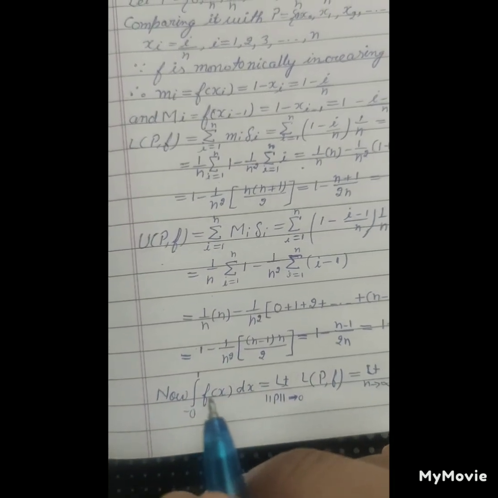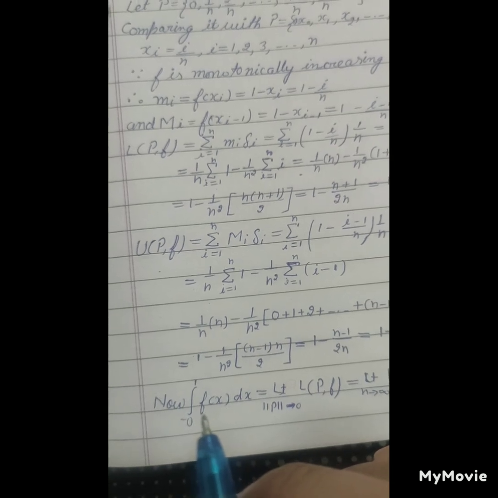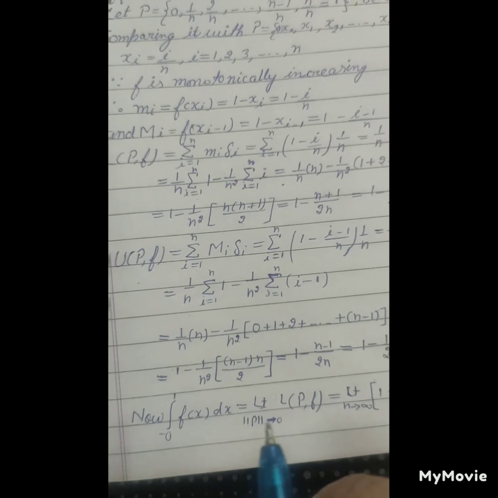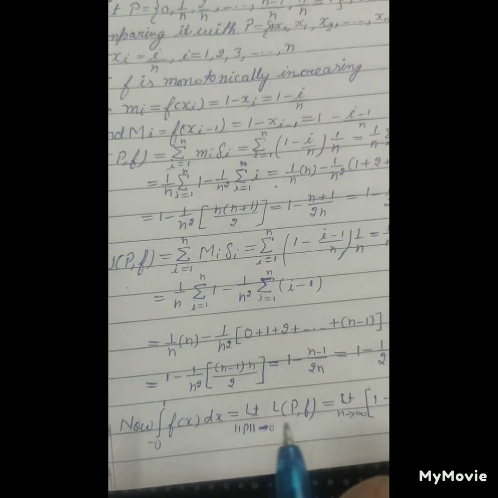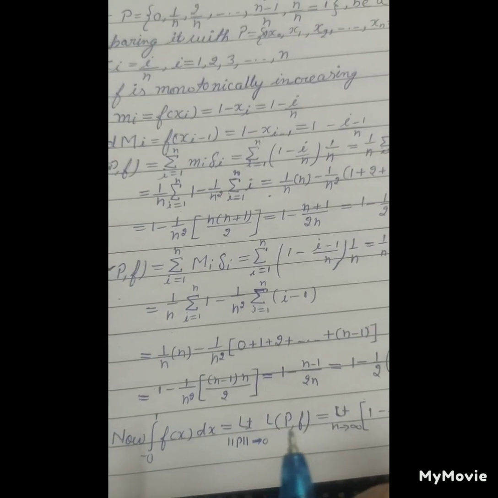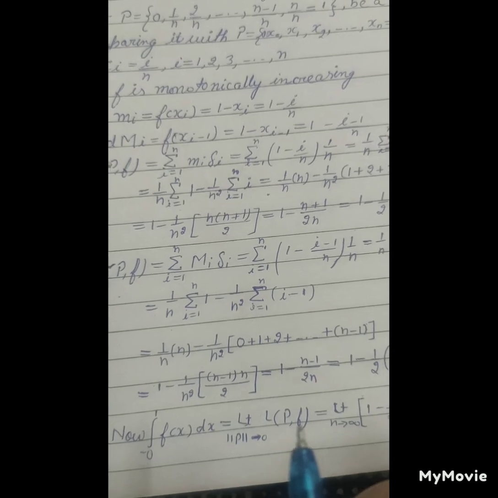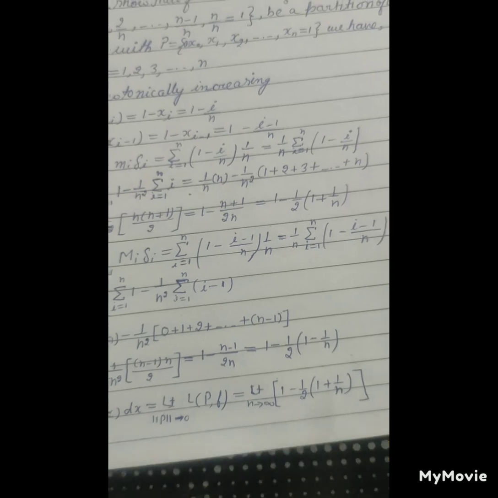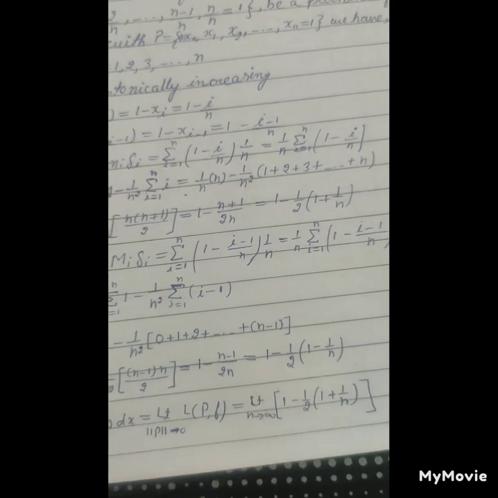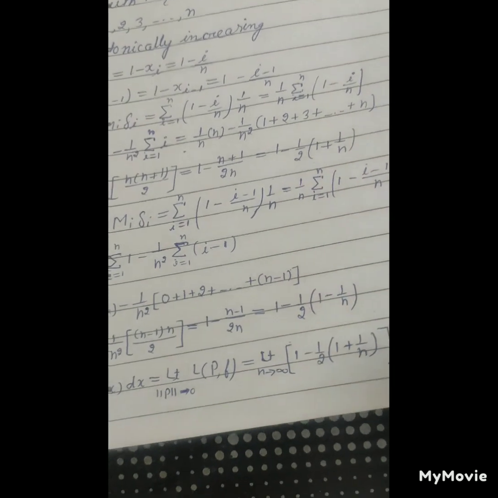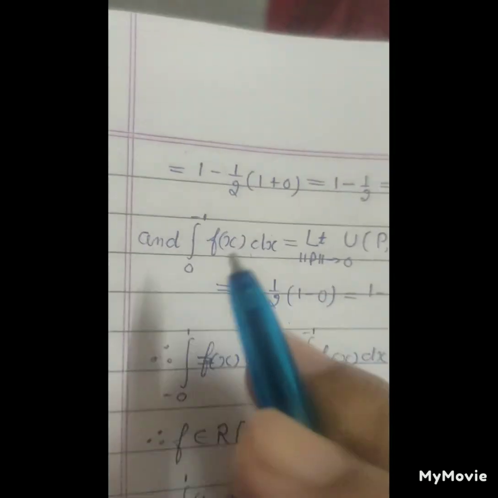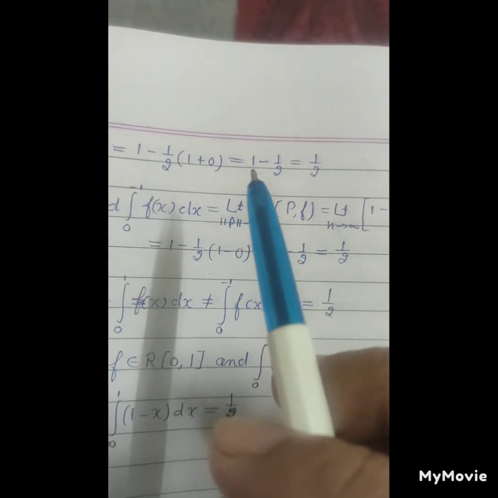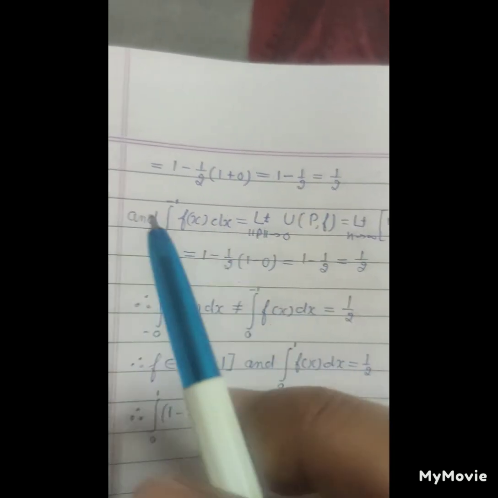Now lower Riemann integral from 0 to 1 of f of x dx is equal to limit as norm tends to 0 of the lower sums of partition, f, so limit n tends to infinity of 1 minus 1 upon 2 into 1 plus 1 upon n equals 1 minus 1 upon 2 into 1 plus 0 equals 1 minus 1 upon 2 equals 1 upon 2.